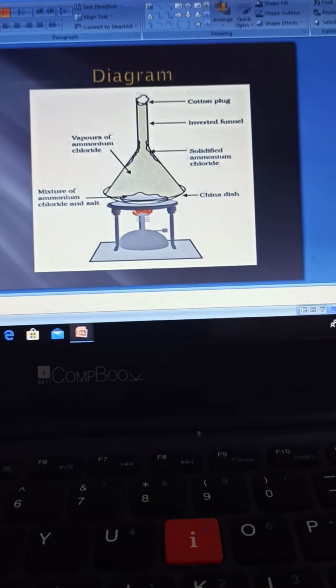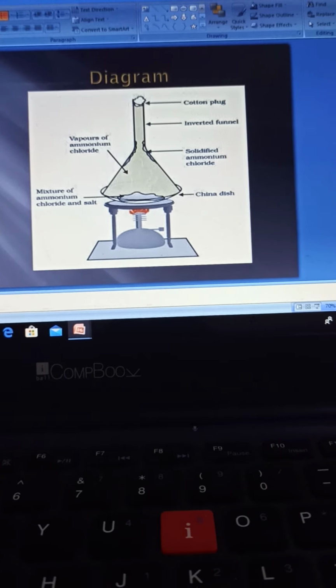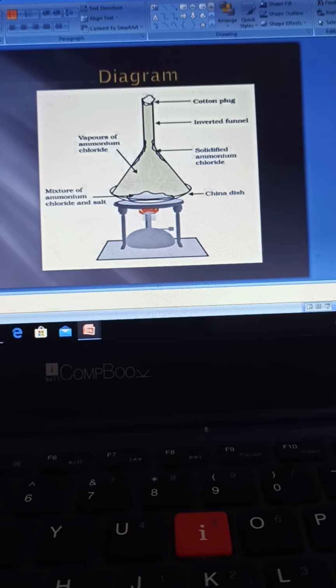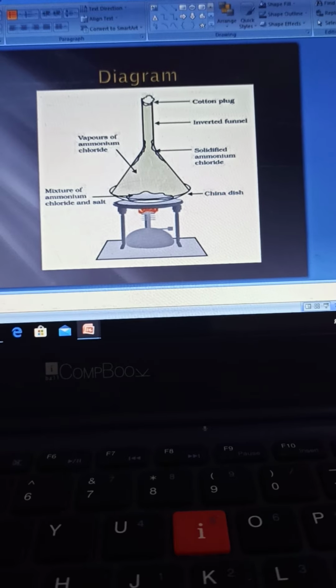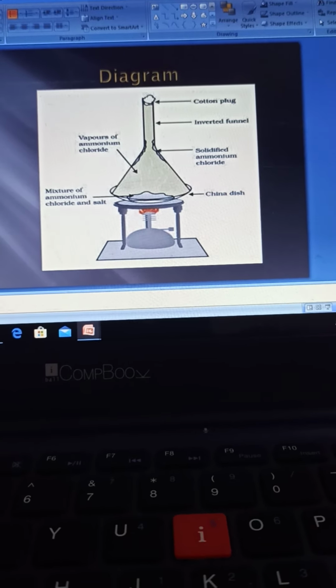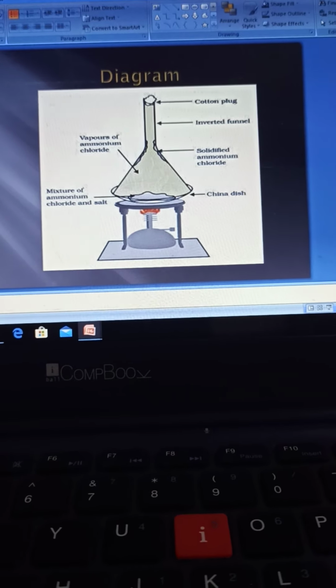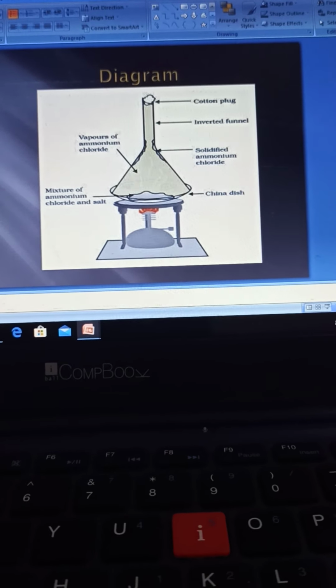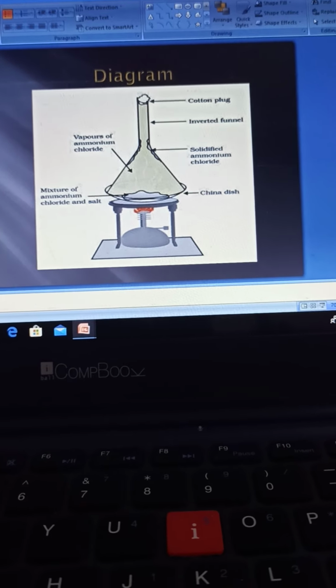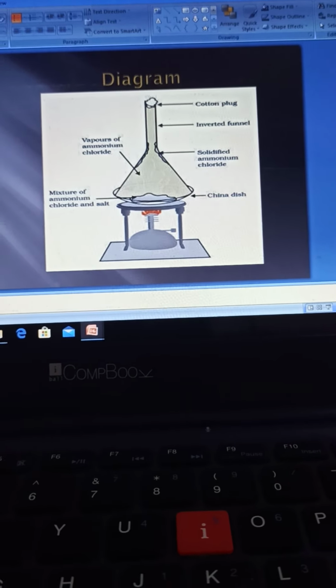Let's see the diagram which is given in your NCERT. Here we have to take a china dish. In the china dish we have to pour a mixture of ammonium chloride, that is NH4Cl, and salt. Salt can be NaCl, table salt, common salt. So in the china dish we have to pour the mixture. They both are present in their solid state, right? Understand this, the phase is solid state.